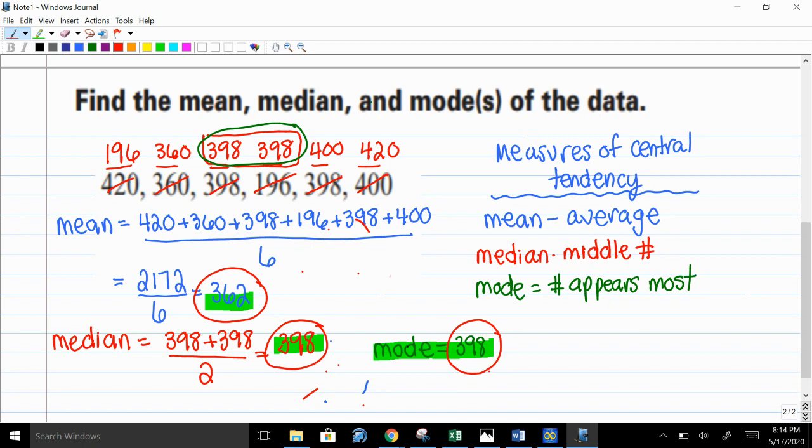They are measures of central tendency, which means the idea is they're all numbers that should represent the middle of the data. Central, center, right? I think that makes sense.